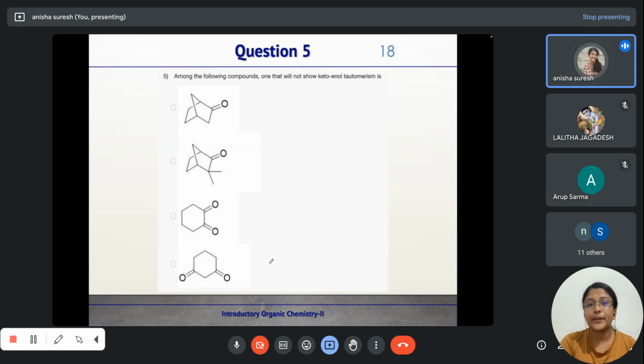Now coming to question number 5. Among the following compounds, the one that will not show keto-enol tautomerism is. We have seen that for keto-enol tautomerism to take place, there should be alpha hydrogen atoms present, right? If alpha hydrogen atoms are present, then that proton can be abstracted and the ketone will be converted into enol. So in the given compounds, one compound will not exhibit keto-enol tautomerism. Which will be the compound?